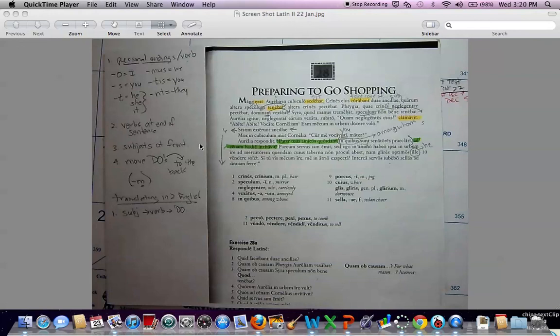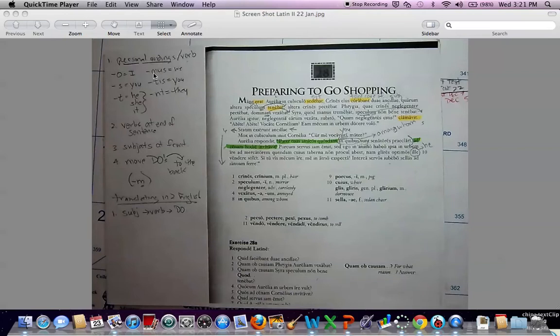I gave you some notes on story 28, preparing to go shopping. I just thought I'd go over verbally a few of the things that we talked about. First of all, I reminded you that you've got to know these 6 personal endings you see written down where the arrow is circulating on the left-hand side.